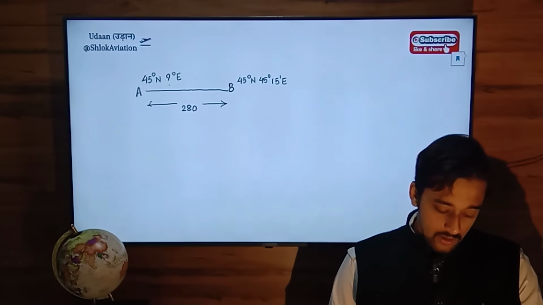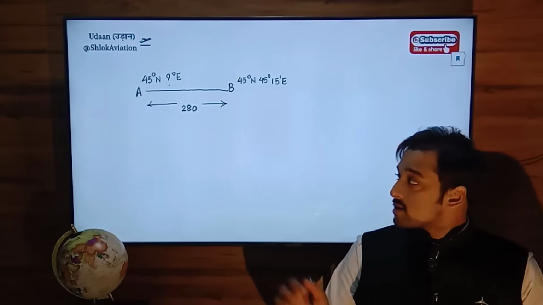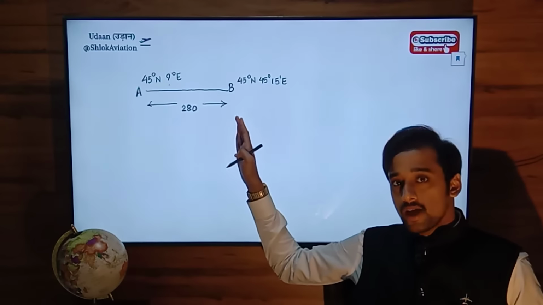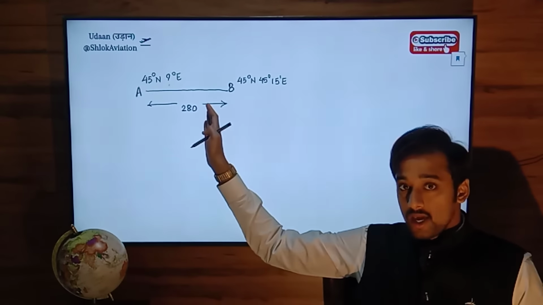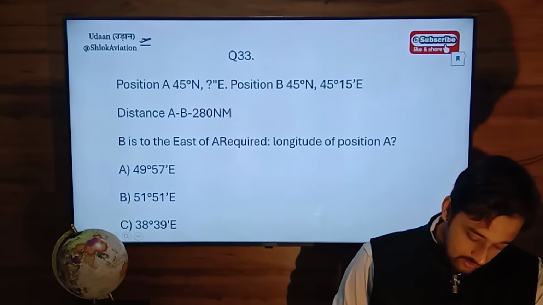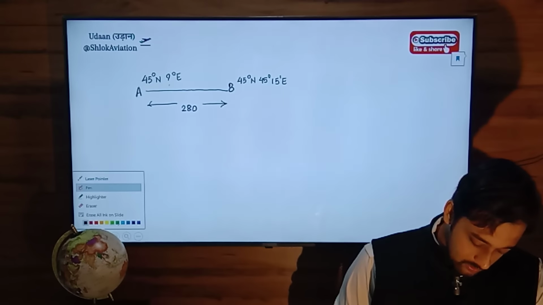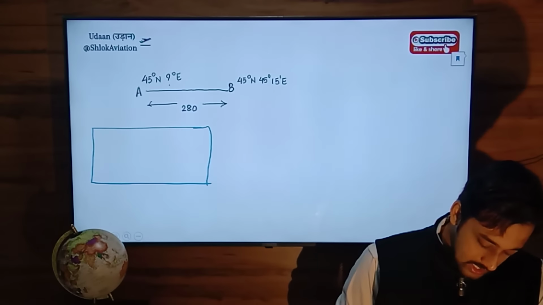Now we have to find out what is the longitude of A. So B is to the east of A and A is to the west of B. So there are two possibilities. We have two possibilities in front of us. Let us draw the map of the earth. So this is the physical map of the earth.